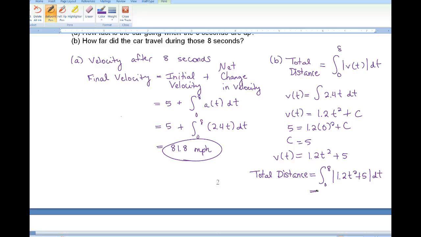What do we get for that, guys? Anybody get it? 81.8 is the one. It's my final velocity. Is that meters per second? No. For final anything, it's always the absolute value. No, for final distance, total distance, yeah.